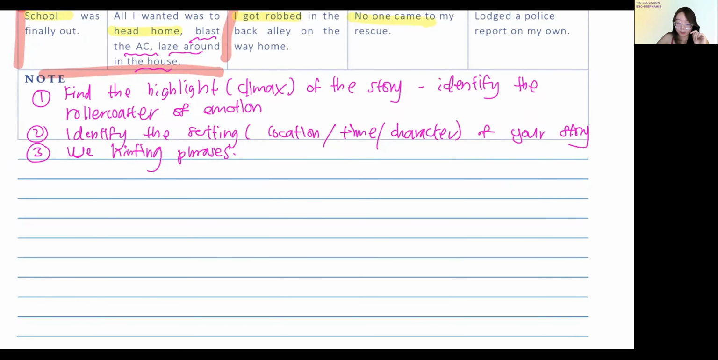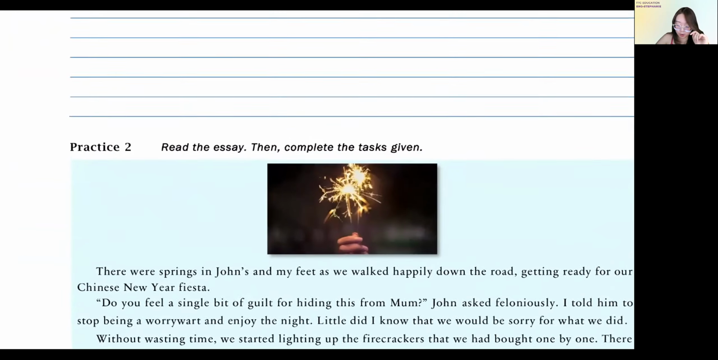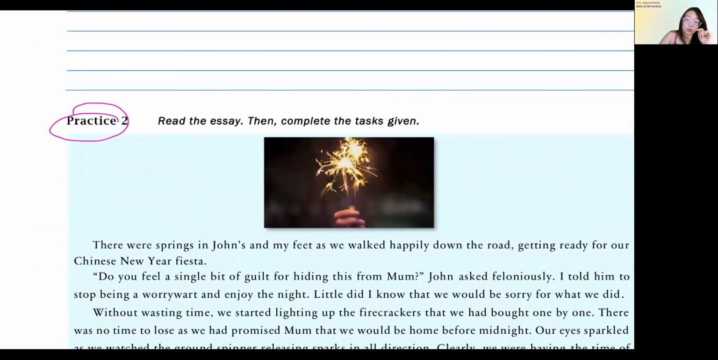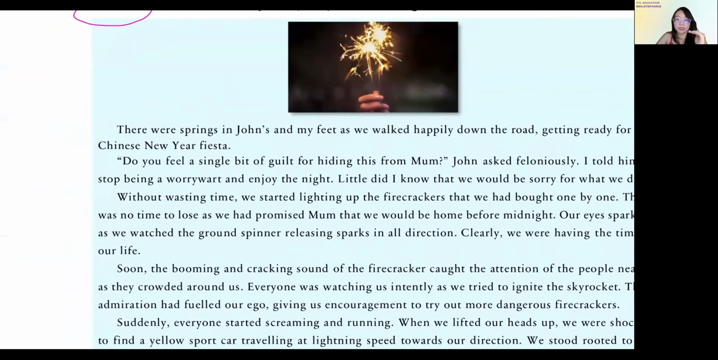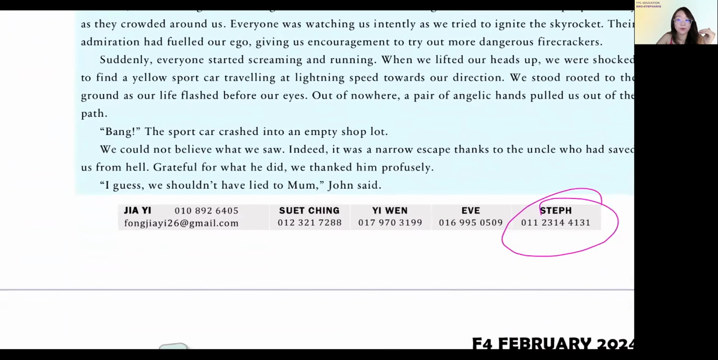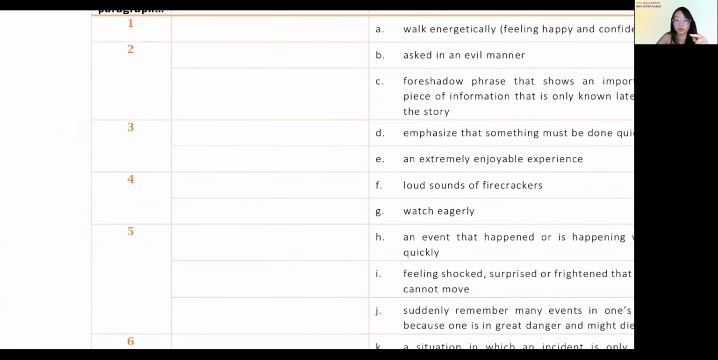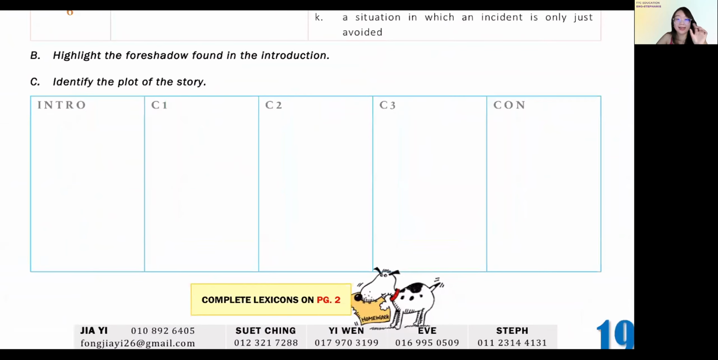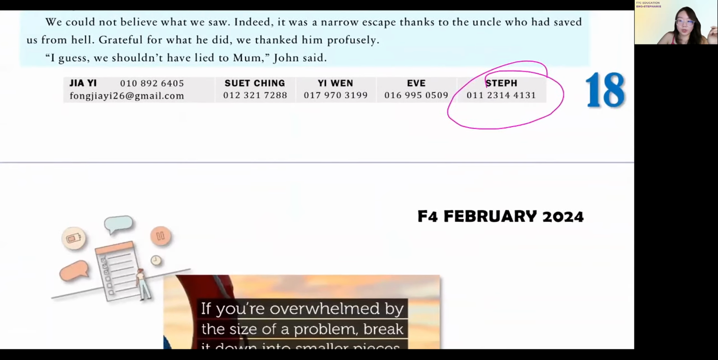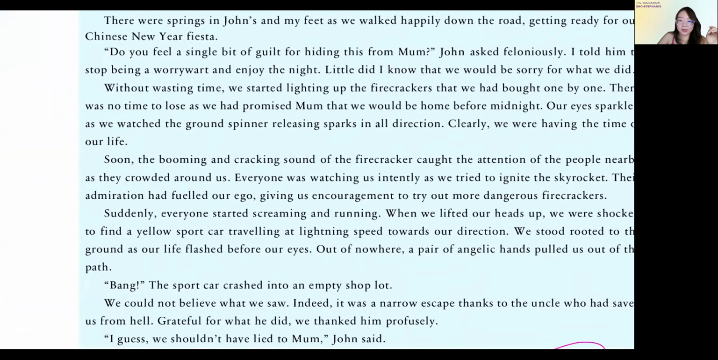Then there will also be homework that I want you to do, which is your practice 2. Read through this essay, because this essay actually applied foreshadowing techniques. Try to do the information transfer and identify the plot of the story for the intro part, the during part, the continue part. Highlight the foreshadow found in the introductions. So pages 18 and 19 are your homework.